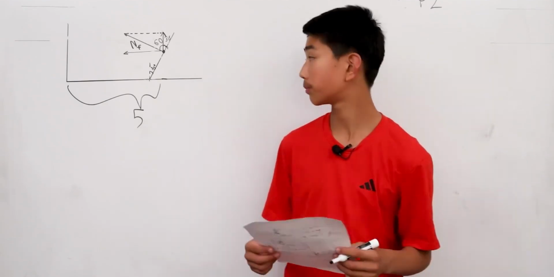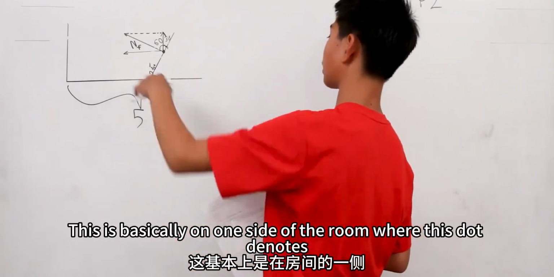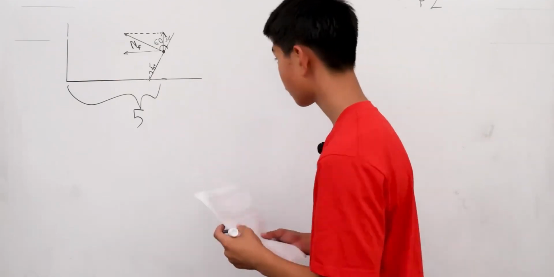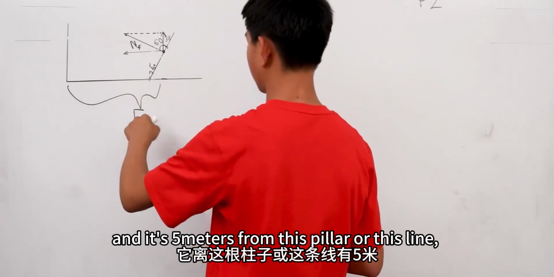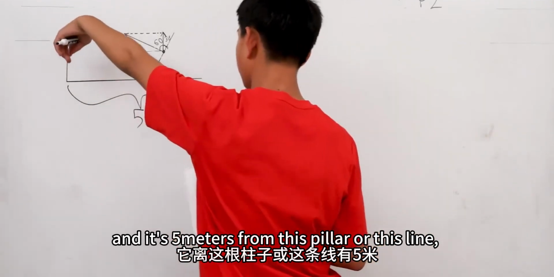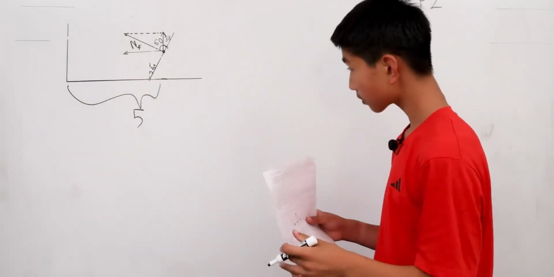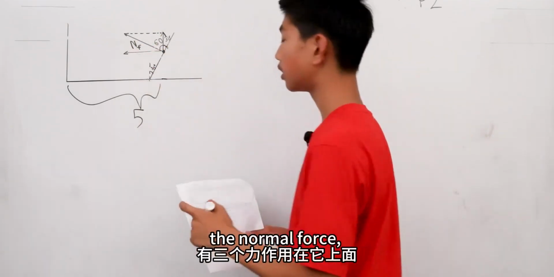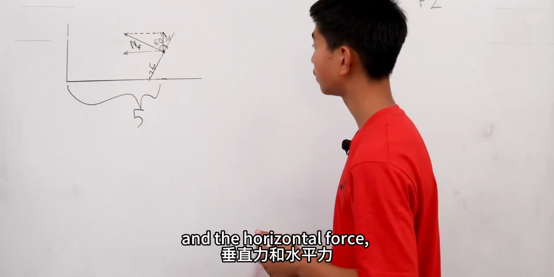off the floor? This is basically one side of the room where this dot denotes the rider's center of mass. And it's 5 meters from this pillar or this line, which simply means it's the center of the room. Now, there are 3 forces acting on it: the normal force, the vertical force, and the horizontal force.